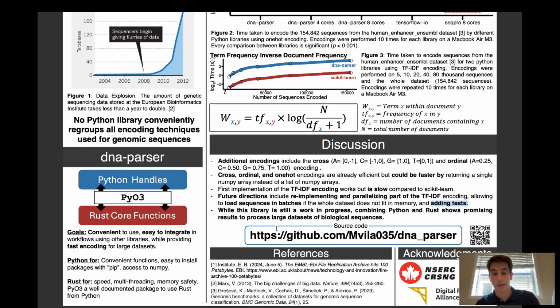So while this library is still a work in progress, I believe that it shows that combining Python and Rust shows promising results to process a large data set of biological sequences, and that it can be a powerful combination to create tools in bioinformatics.